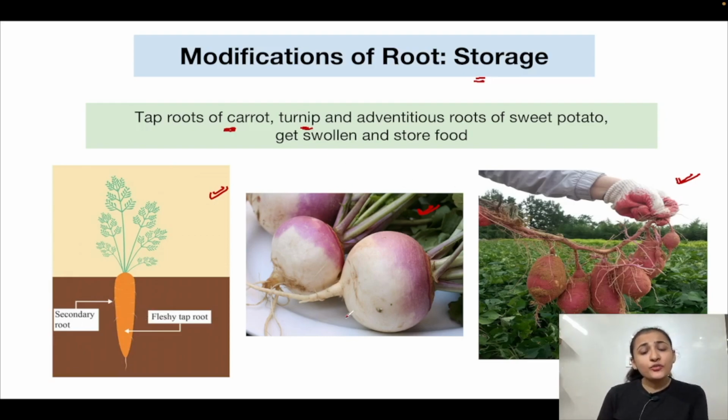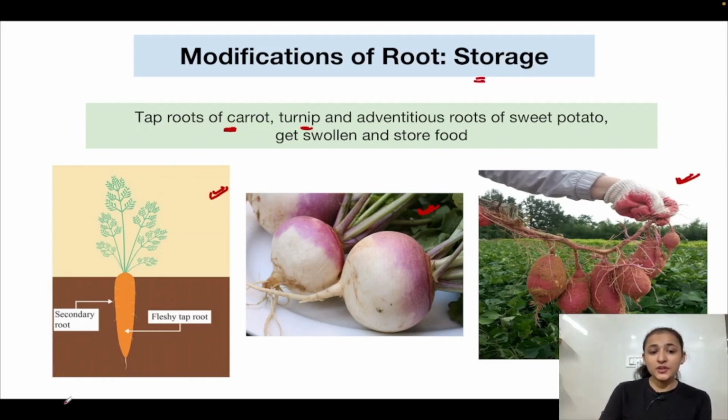This is the image of turnip. In turnip also, the primary root has become swollen and stores food. Okay, the primary root here has become swollen to store food, and certain lateral roots are arising, which are the secondary roots from the primary root.